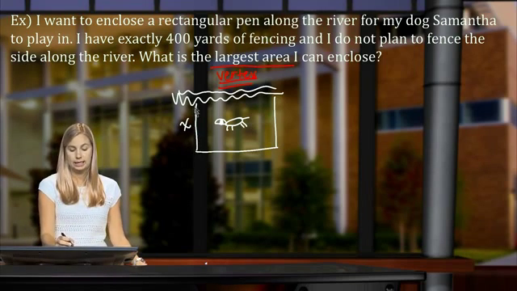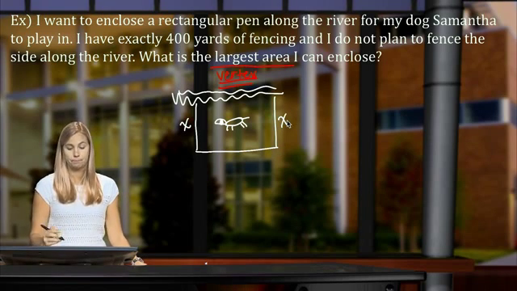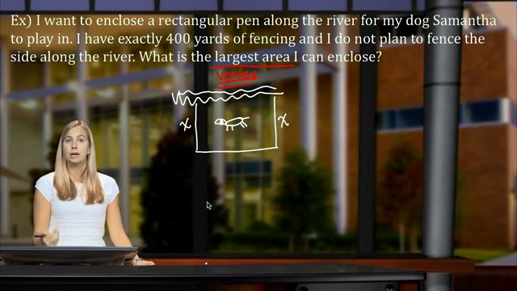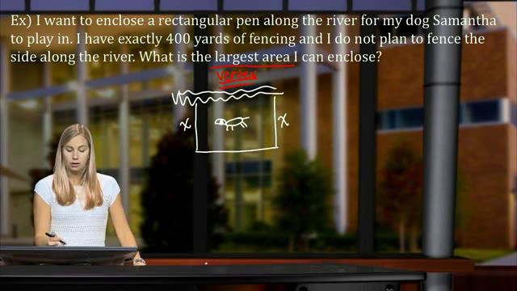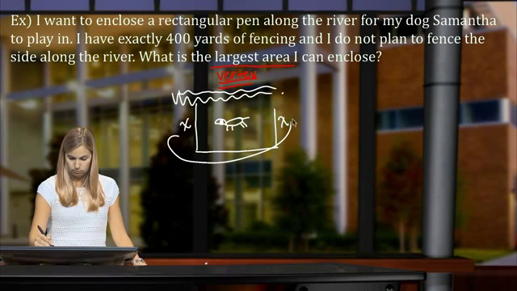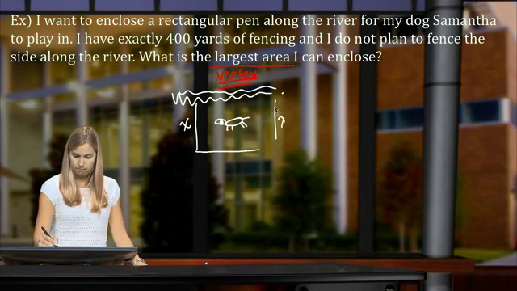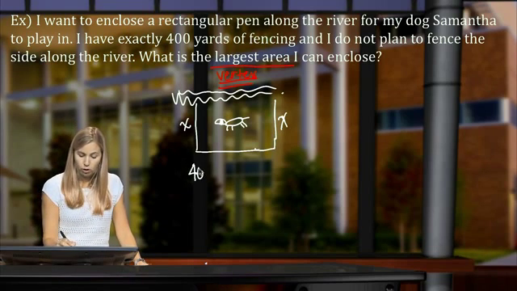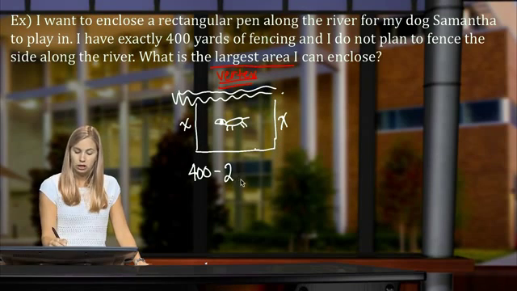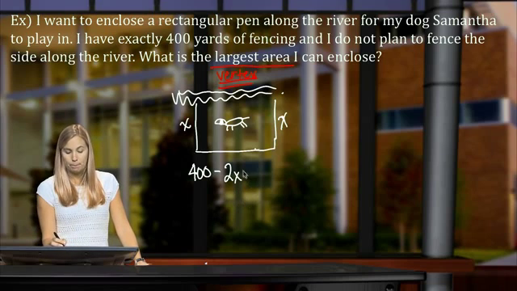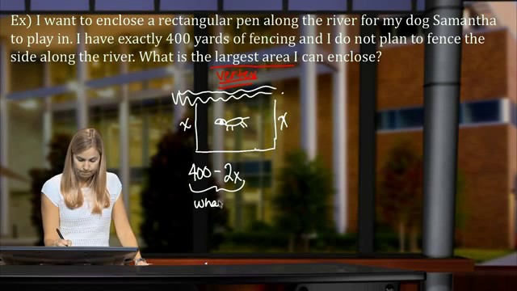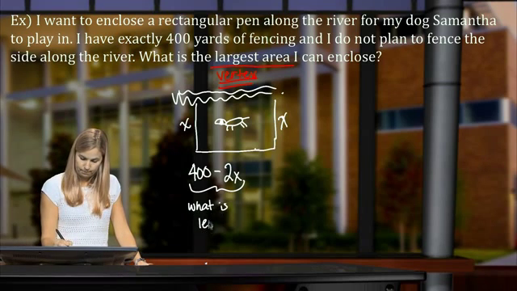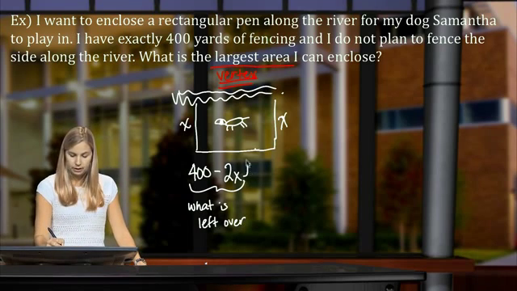Since it's a rectangular pen, I know that this length is the same as this length, so that's also x. But how long is this side? I don't know that either, but I don't want to use y because I can't have too many variables. So let's think about our restriction of 400 feet, or 400 yards, excuse me. According to what I've drawn, I've only fenced 2x yards. I started with 400 and I've already used up 1x and another x, so I've already used up 2x. That represents what is left over. And since I only have one side left, that represents this third side.